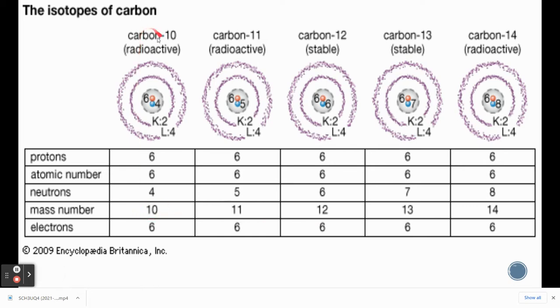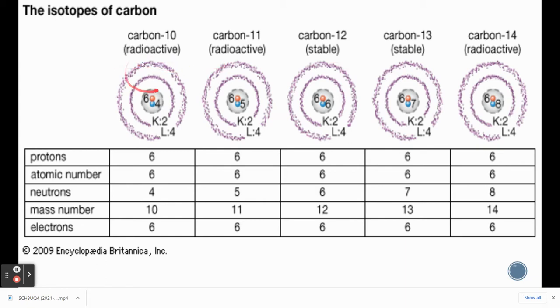So this one we call carbon-10. Carbon dash 10 means carbon with a mass of 10. Here we have carbon-11, carbon with a mass of 11, carbon-12, carbon-13, carbon-14. The reason they have different masses is that the only thing different between them is the number of neutrons. Carbon-10 has 4 neutrons, which makes sense because 4 neutrons plus 6 protons is 10. Carbon-11 has 5 neutrons, which makes sense because 6 plus 5 is a mass of 11, and so on and so forth. You'll also notice that another area where these isotopes differ is that some of them are stable and some of them are radioactive.